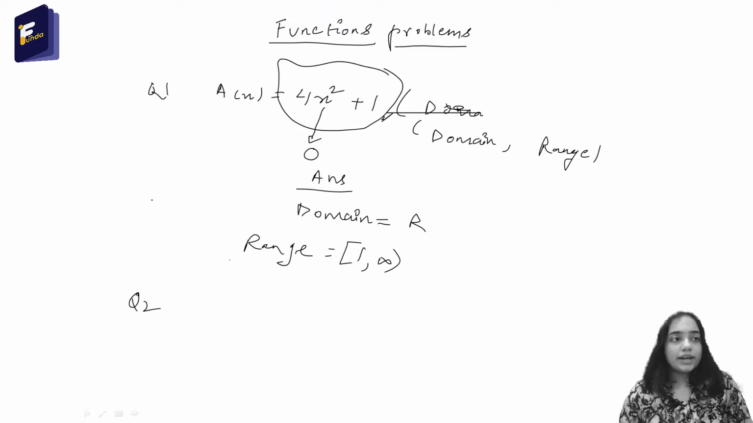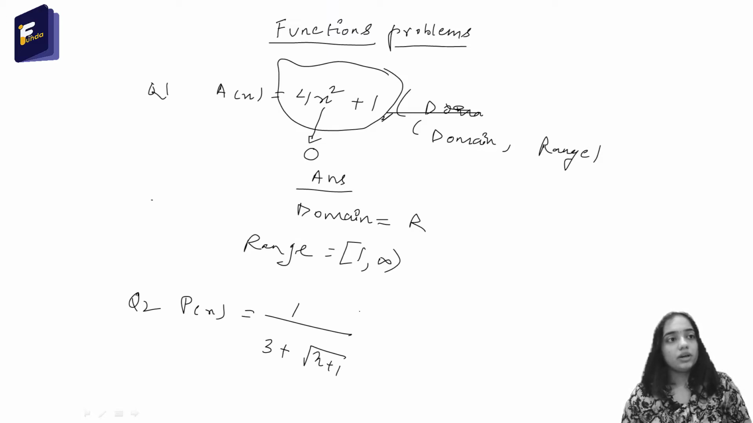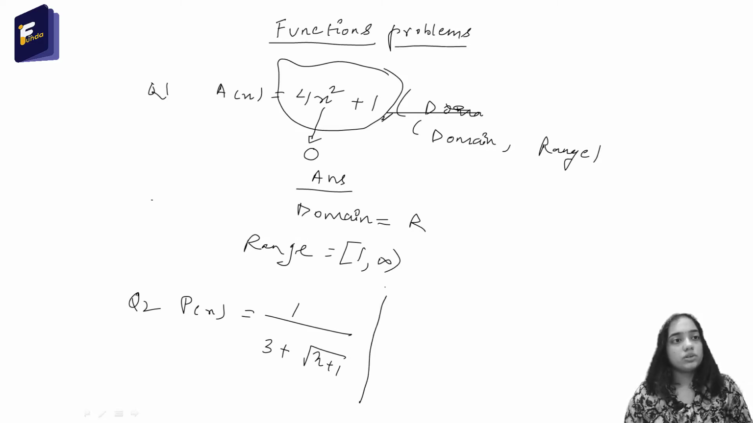Here also you have to find the domain and range, and it is a different function: f(x) is equal to 1 by 3 plus square root of x plus 1. You have to find the domain and range similar to the previous question. Please pause the video and solve this question.